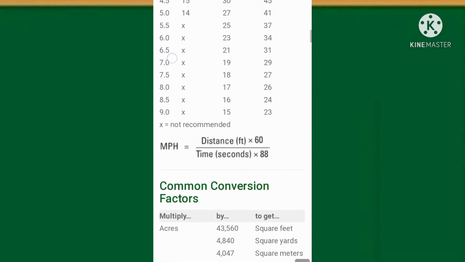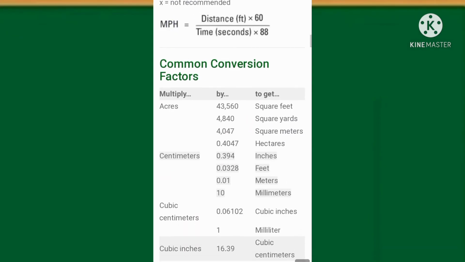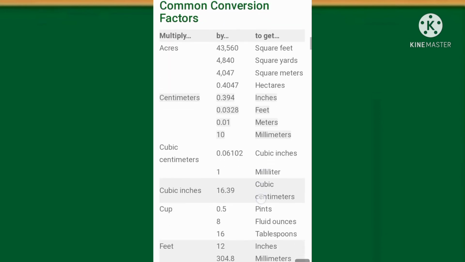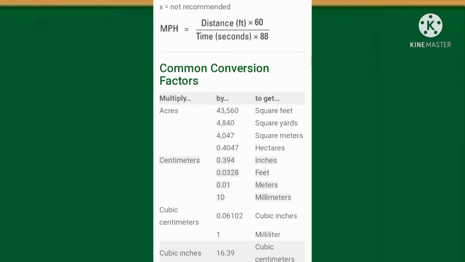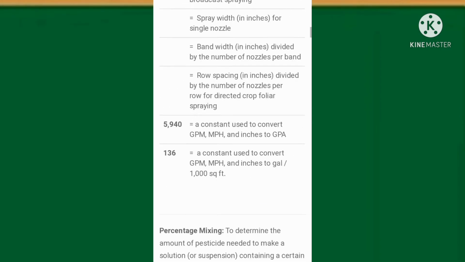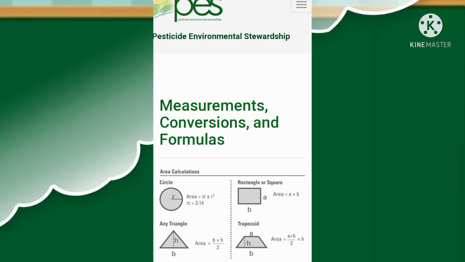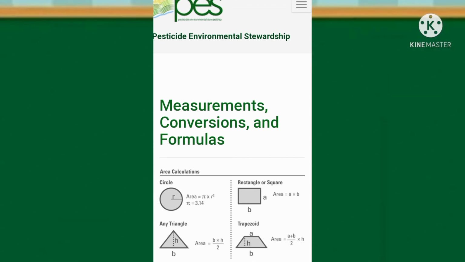And the following formulas here are the common conversion factors. If you want to know more about this topic, you can search it on Google. Just put it in your search engine: the pesticide measurement conversion formulas.